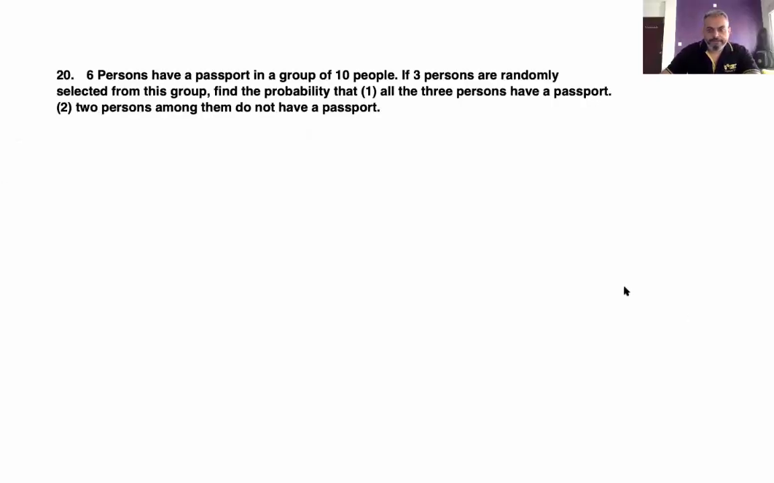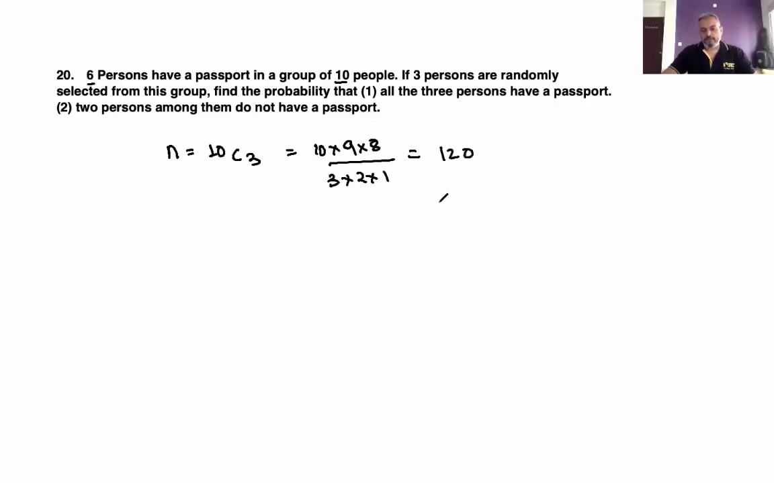Question number 20. Now 6 persons have a passport in a group of 10 people. If 3 persons are randomly selected from this group, find the probability that first, all the 3 have a passport, and second, 2 persons among them do not have a passport. So first let's find out n. N is equal to 10C3, since there are 10 people and we select 3, which is 10 into 9 into 8 upon 3 into 2 into 1, which is 120.